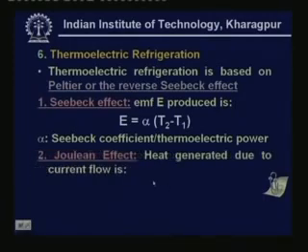And the next effect is known as Joule effect. This is nothing but the generation of heat due to flow of current through a resistor. Okay, all these materials have finite resistance. So as the current flows through it, heat is generated, and this heat generation rate is given by Q_Joule equal to I squared R, where I is the current and R is the resistance.